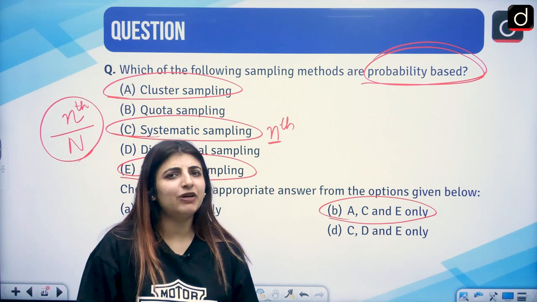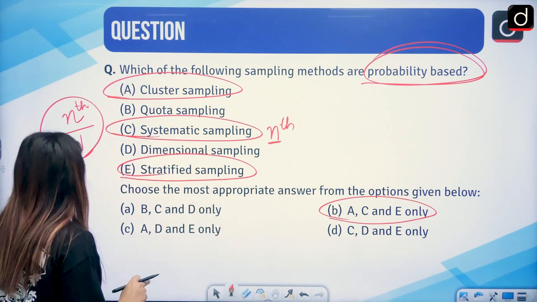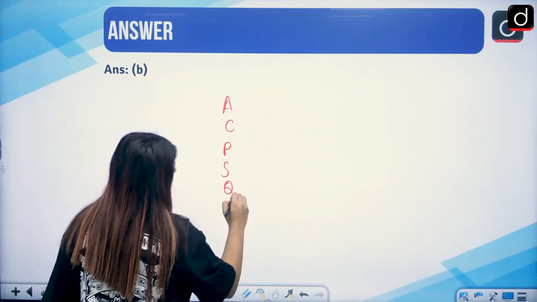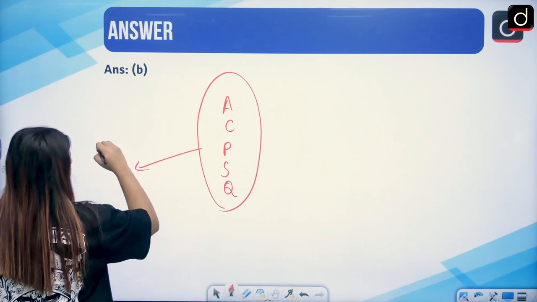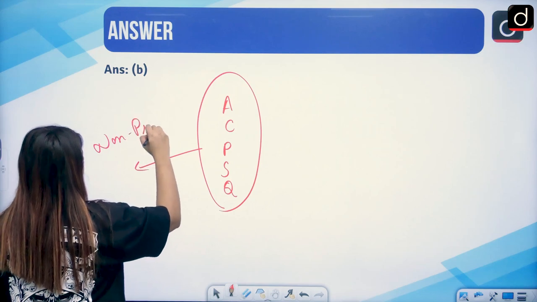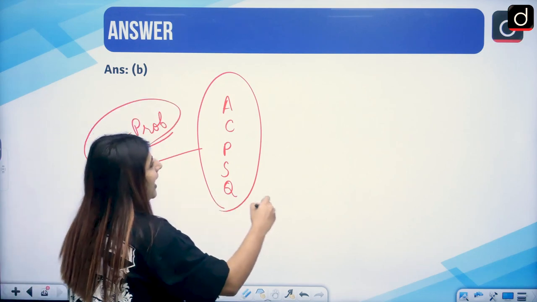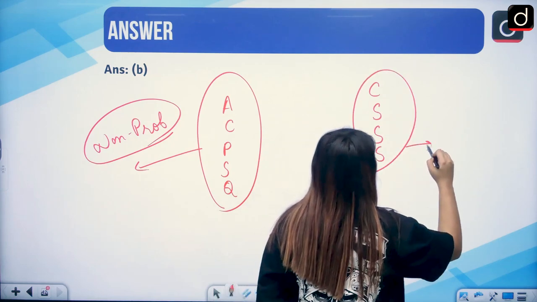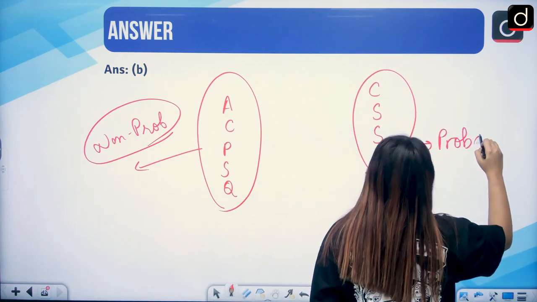So I hope these things were easier for you all, and you all memorize ACPSQ for non-probability and CSSS for probability sampling techniques, right?